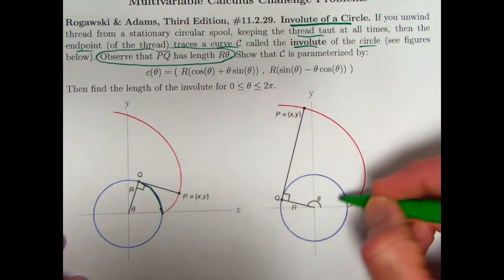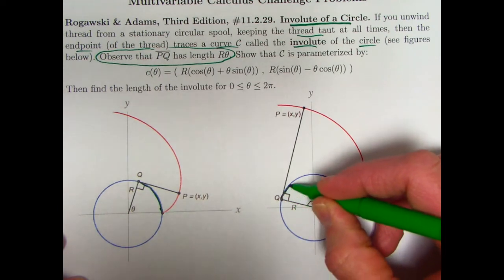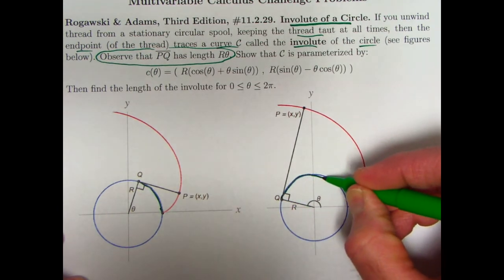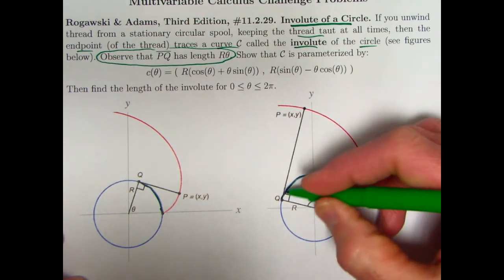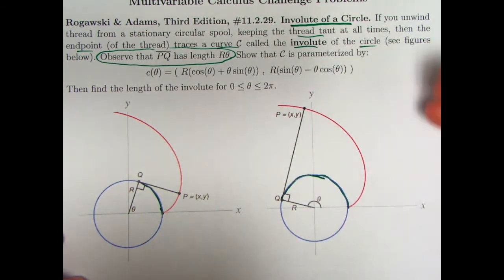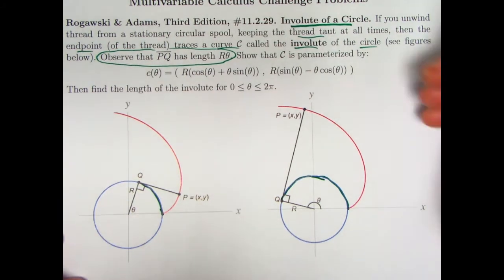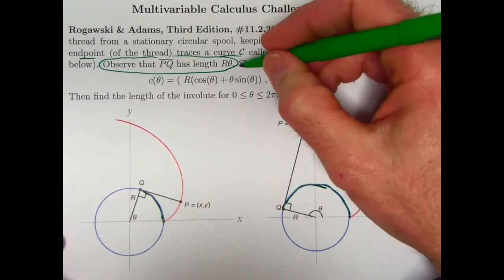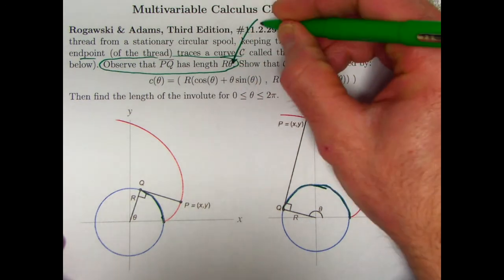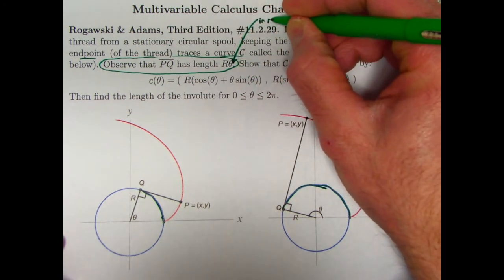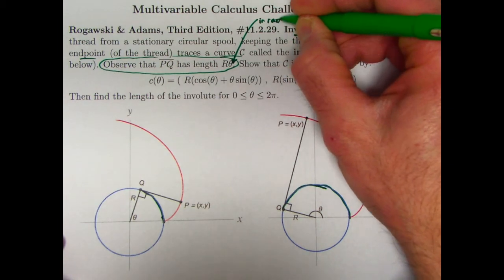This angle, theta, generates an arc of the circle, and this distance along this arc, because of how we're unwinding the thread, has to be equal to the length of thread that has been unwound. Why is it r theta? I should remark before explaining that theta must be in radians for this formula to work. This is in radians.